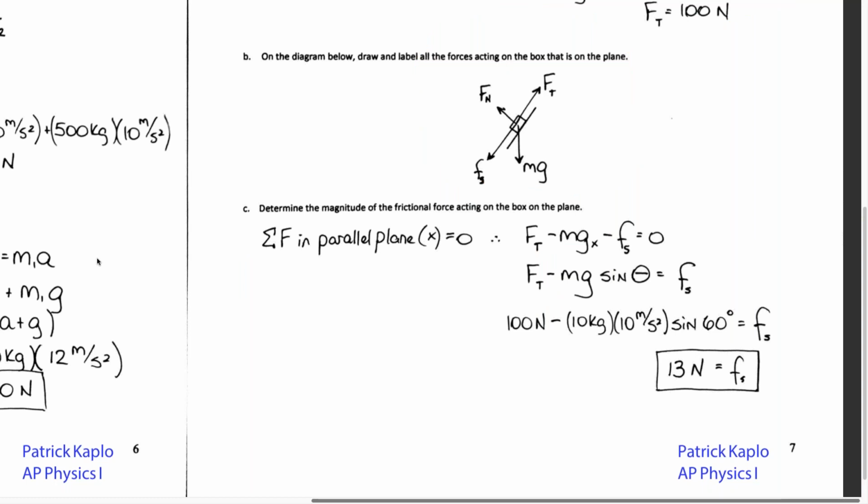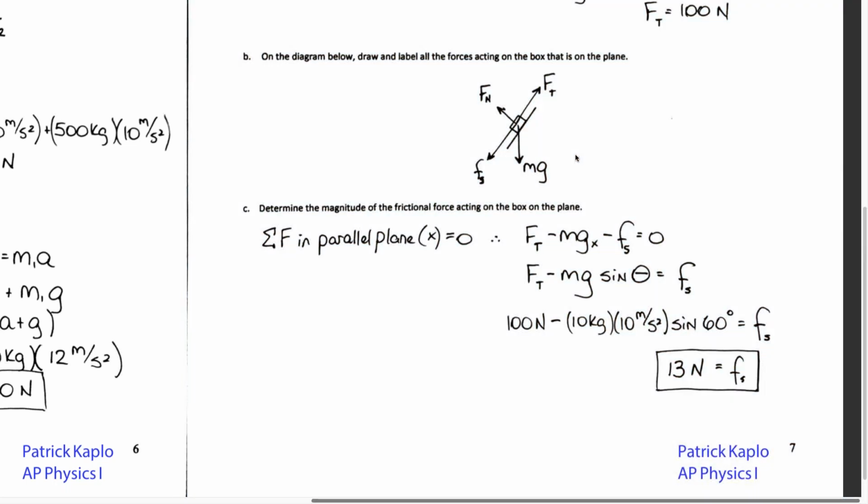So look at part B. I think B illustrates this really nicely. It says, on the diagram, draw and label all the forces acting on the box that is on the plane. Since it's not moving, if there was no frictional force, you could actually calculate and show that the tendency of the system would be to move up the incline.